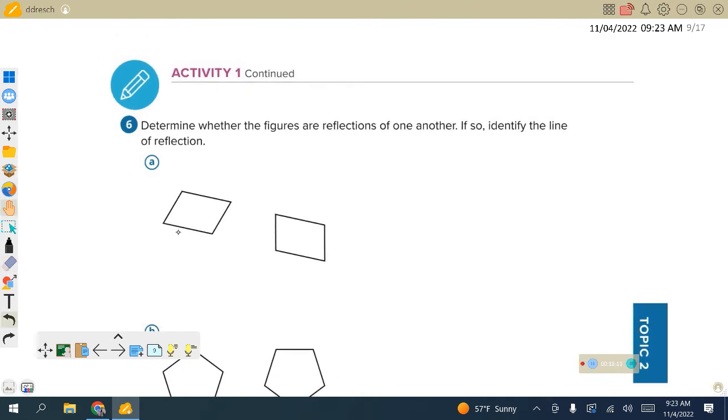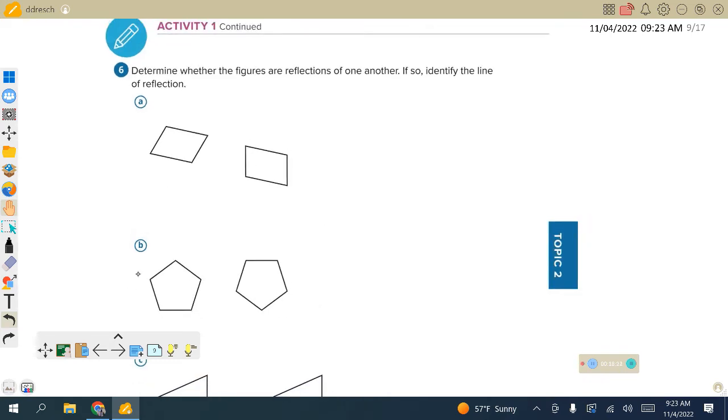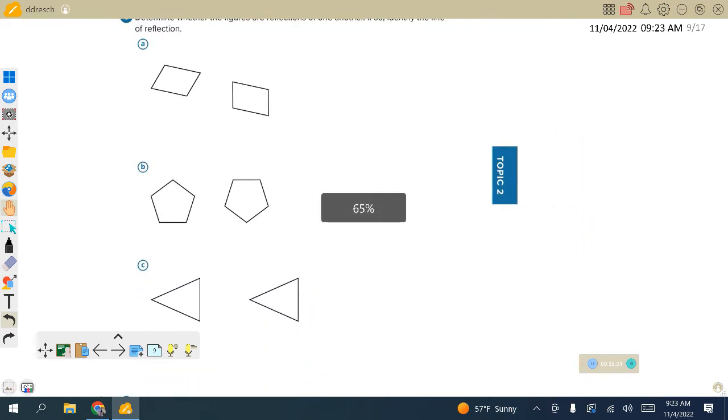On the next page, I want you to figure out whether the figures are reflections of one another, and if so, find the line of reflection. So looking at these three options here, we got A, B, and C. My guess is you can probably figure out which one is the reflection, if one or ones are the reflections, and then trying to find the line of reflection is the next piece of that. So just by glancing at them, A, B, and C, would somebody tell me maybe which one of those could be considered a reflection of that?